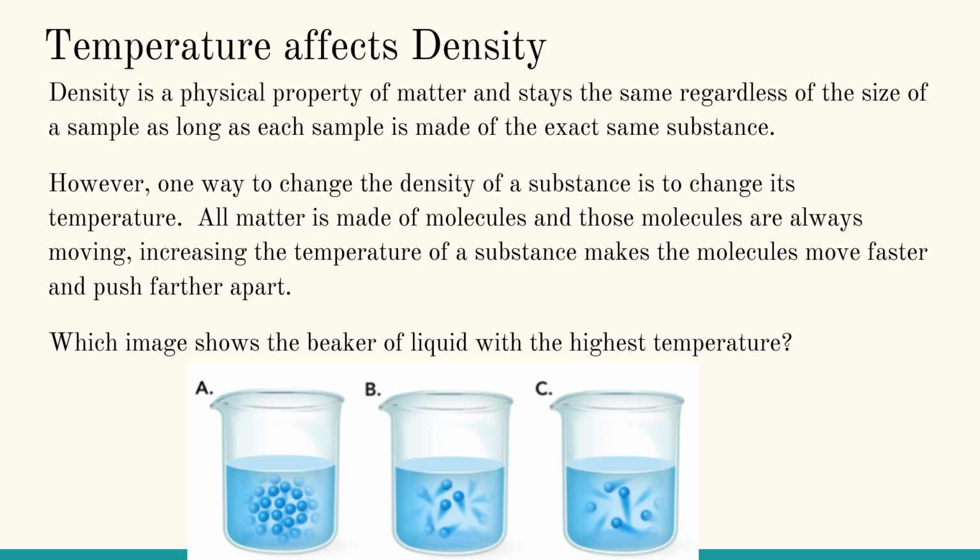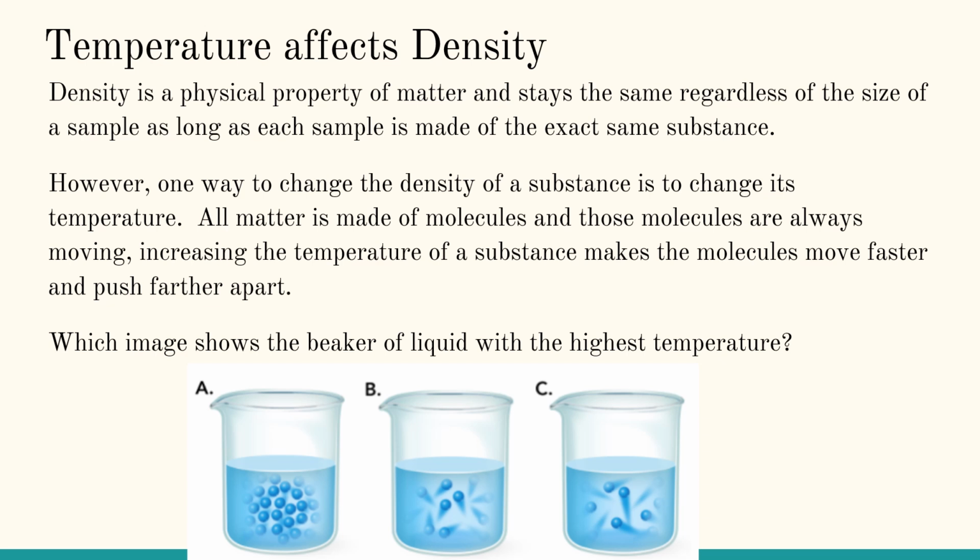Temperature affects density. Density is a physical property of matter and stays the same regardless of the size of a sample, as long as each sample is made of the exact same substance. However, one way to change the density of a substance is to change its temperature. All matter is made of molecules, and those molecules are always moving. Increasing the temperature of a substance makes the molecules move faster and push further apart.